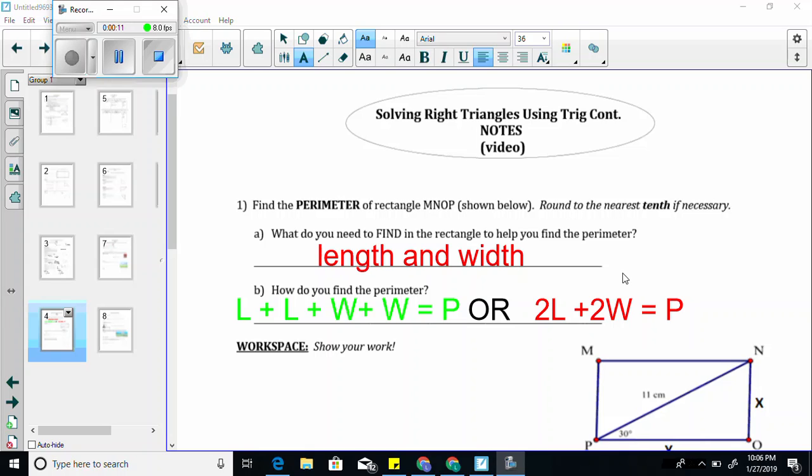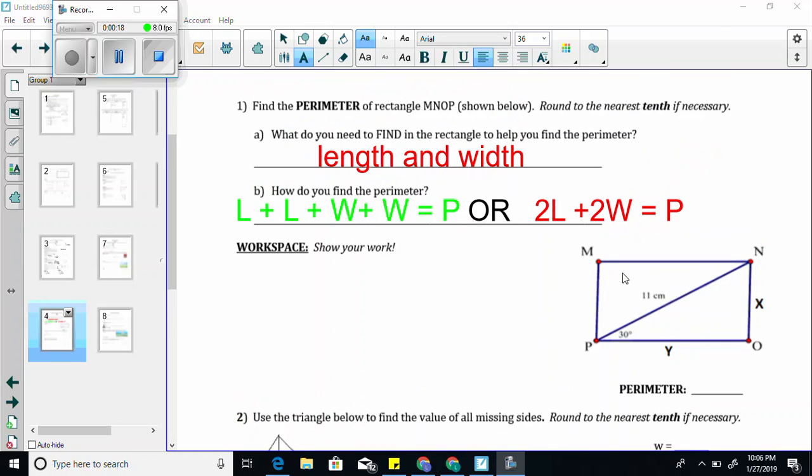The first one says find the perimeter of a rectangle MNOP, shown below, and round to the nearest tenth if necessary. So first things first, we have to recap what perimeter is and what we need to find the perimeter. Now remember, perimeter is a distance around, and we need to know the length and the width in order to solve.